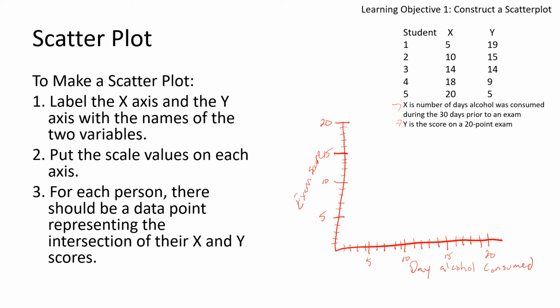Then, for each observation, you need to put the data point that's the intersection of their x and y score. So for this first student, they got an x of 5 here and a y of 19. So you line those up, and we've got student 1. The next is an x of 10 and a y of 15. So we got something in here. Then an x of 14 and a y of 14. So somewhere in here. Then an x of 18 and a y of 9, so somewhere in here. And finally an x of 20 and a y of 5.